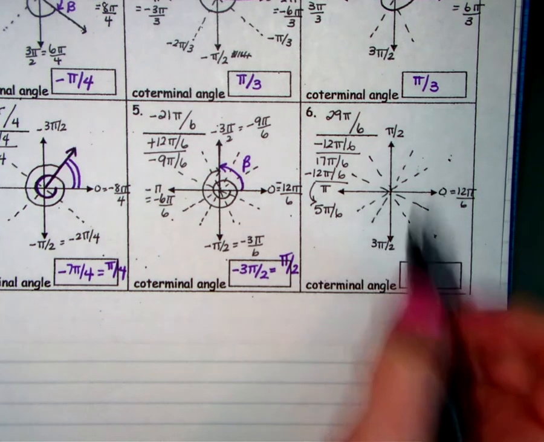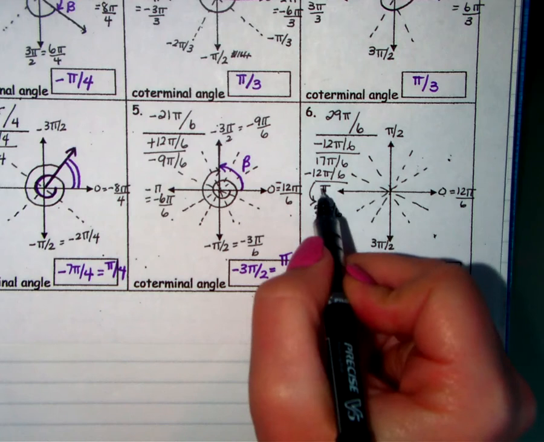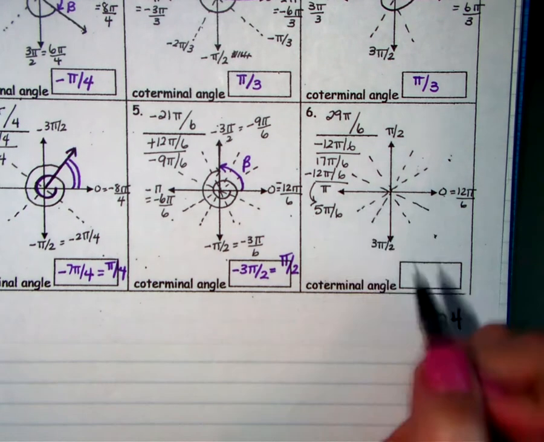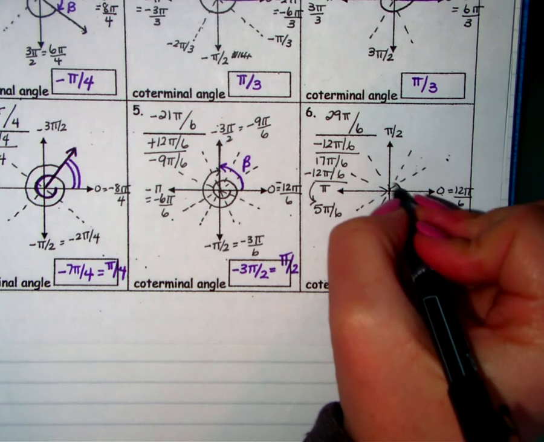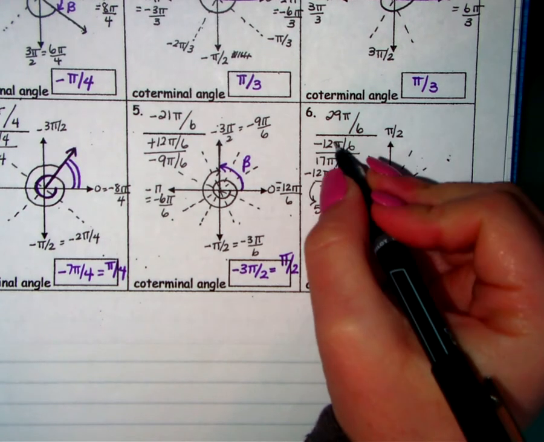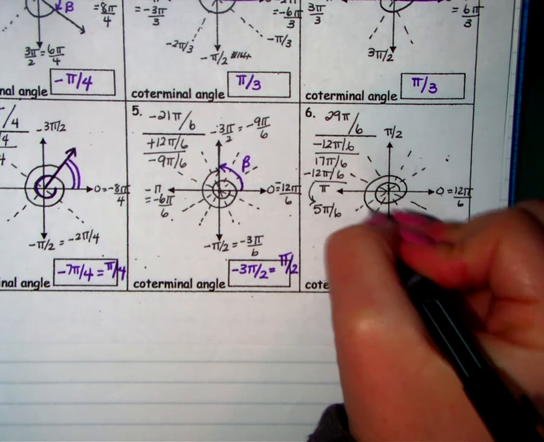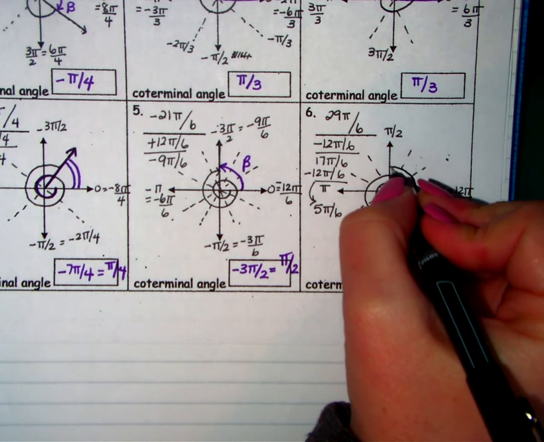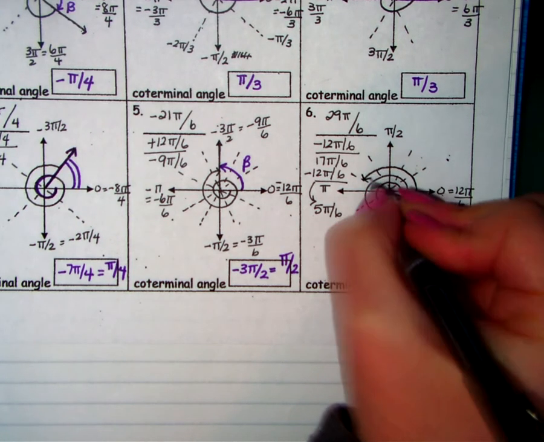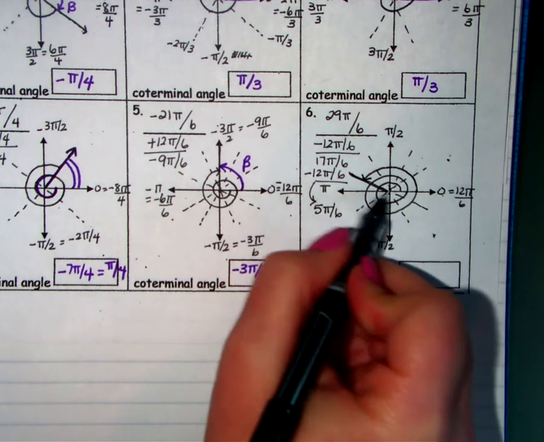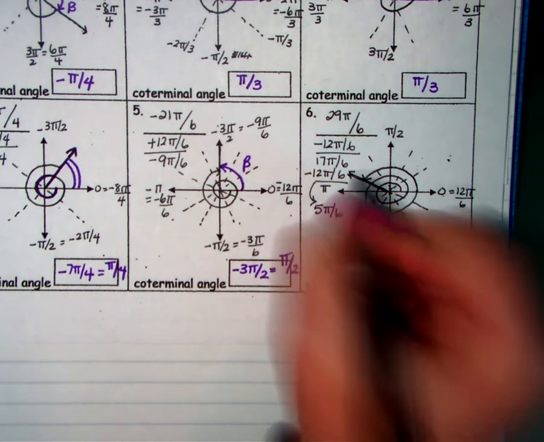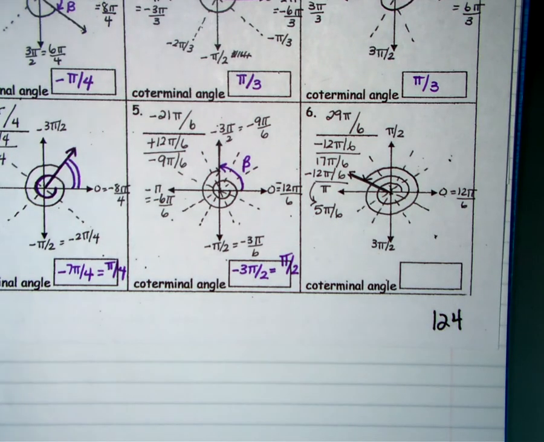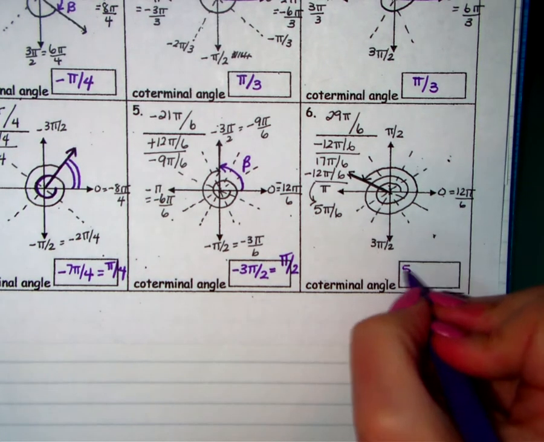But again, if I were to go one full rotation this way, pi is the same thing as 6 of those pi over 6's. It took me 6 increments to get there. So I'm going to have to go one full rotation to get 12, right? Another full rotation to get 24. And then this would be 25, 26, 27, 28, 29. And then I would terminate right here. That would be my terminating side. So a coterminal angle would be my 5 pi over 6.